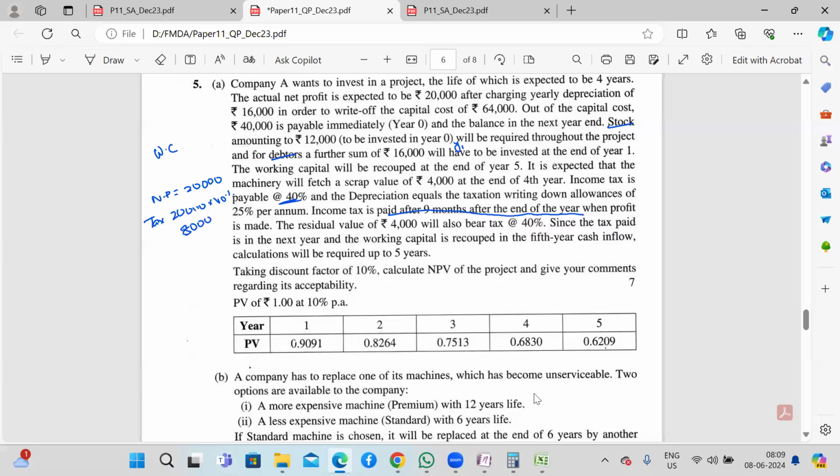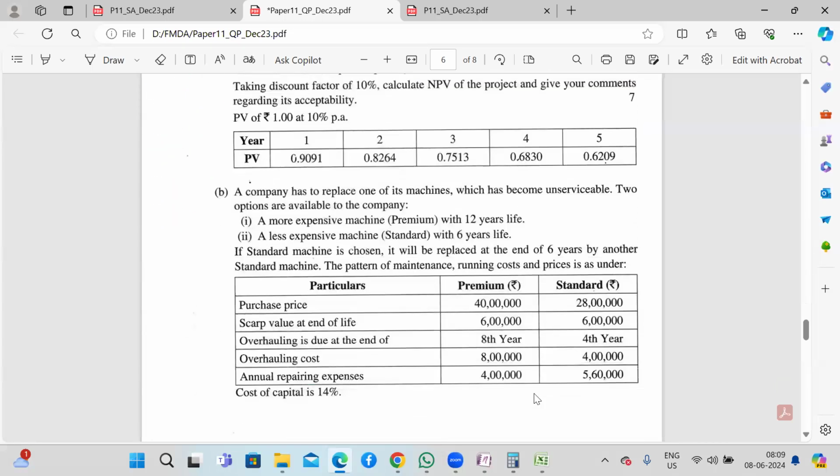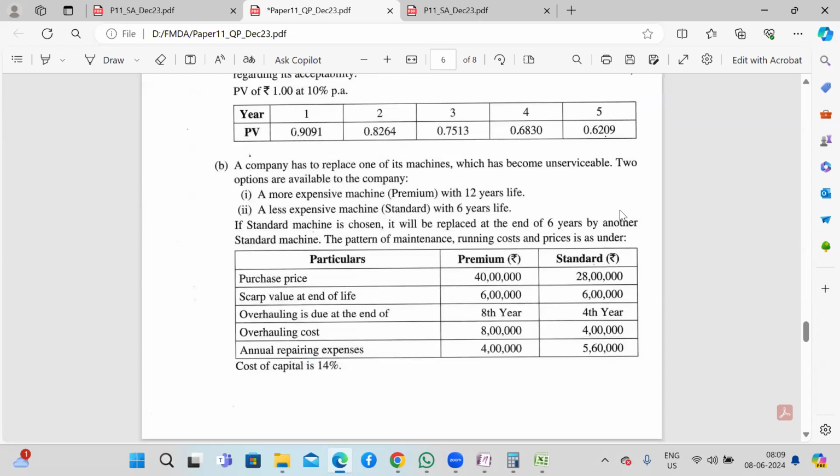So next one. A company has to replace one of its machines which has become unserviceable. Two options are available to the company: a more expensive premium machine with 12 years life, or a less expensive standard machine with 6 years life. If the standard machine is chosen, it will be replaced at the end of 6 years by another standard machine, so it will be covered for 12 years. The pattern of maintenance, running cost and prices is as under.